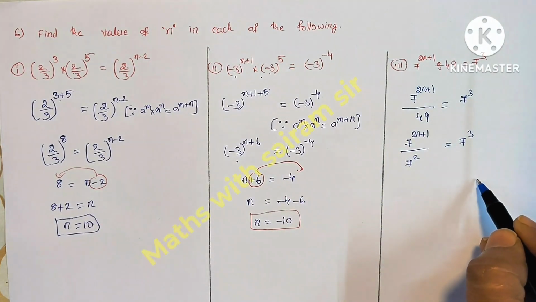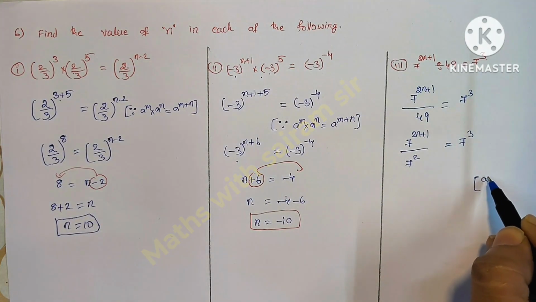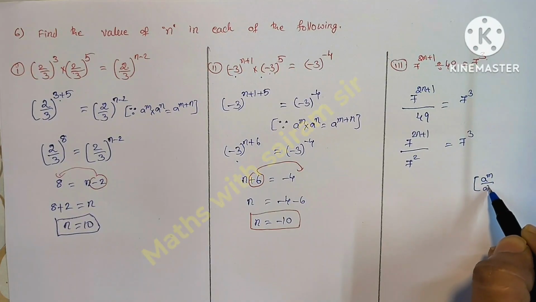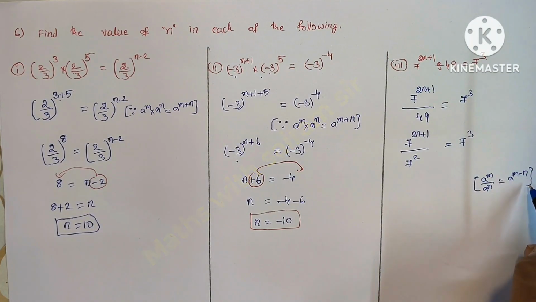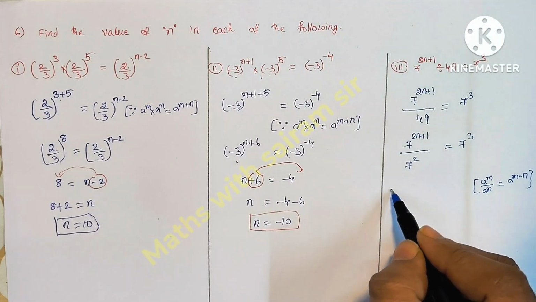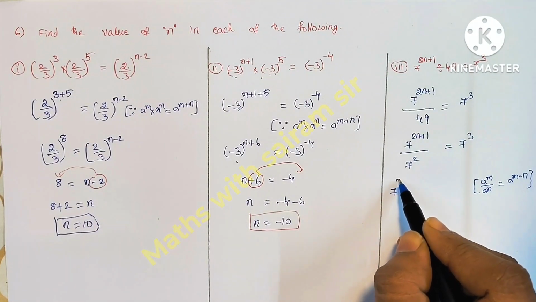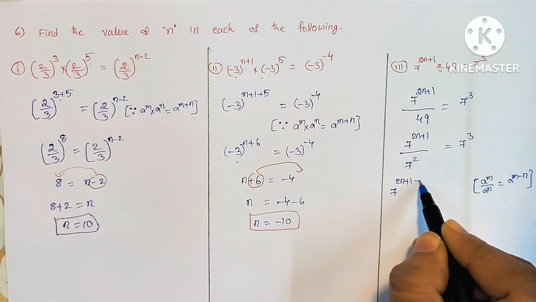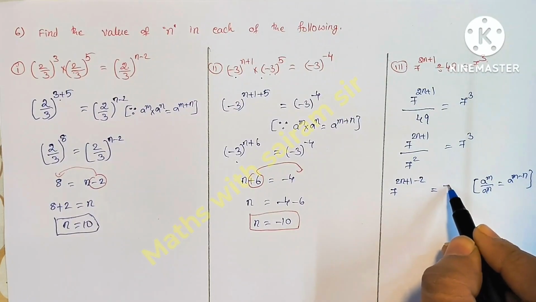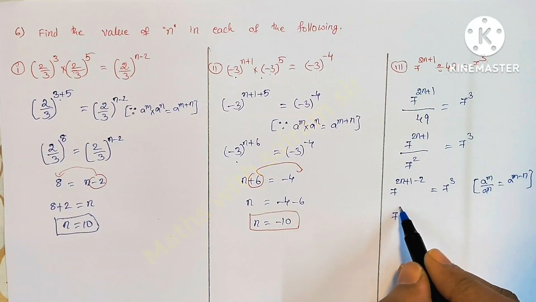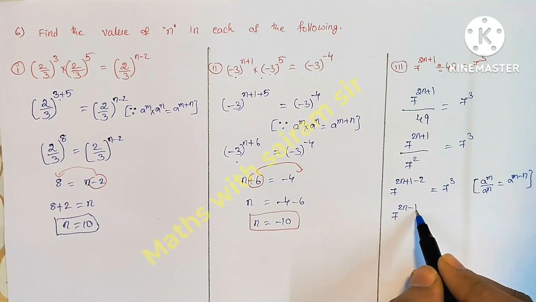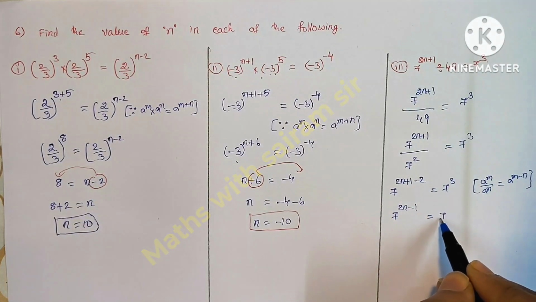And we have to recall a formula, that is a^m / a^n can be written as a^(m-n). By using this we can simplify this LHS as 7^(2n+1-2), which gives you 7 cube. So from this, 7^(2n-1) can be given as 7 cube.